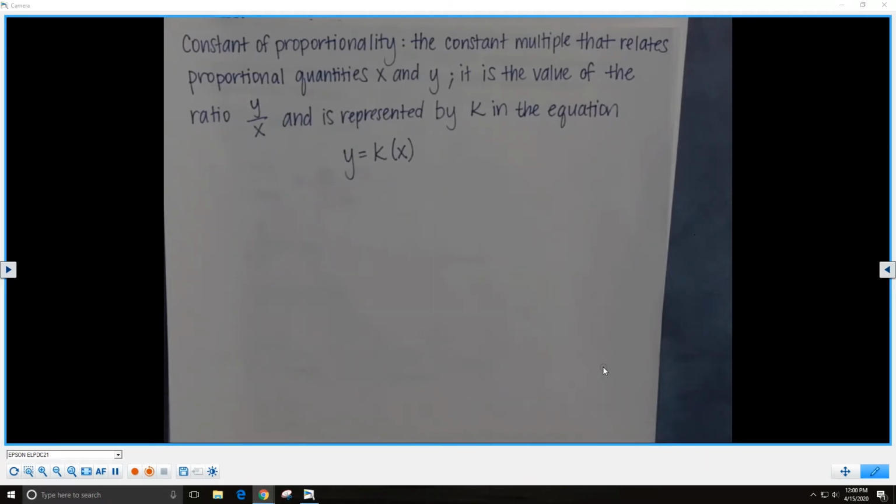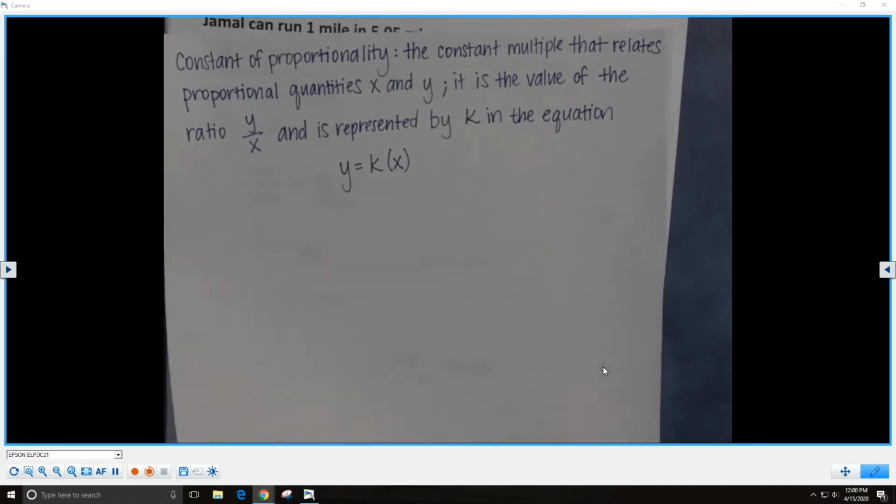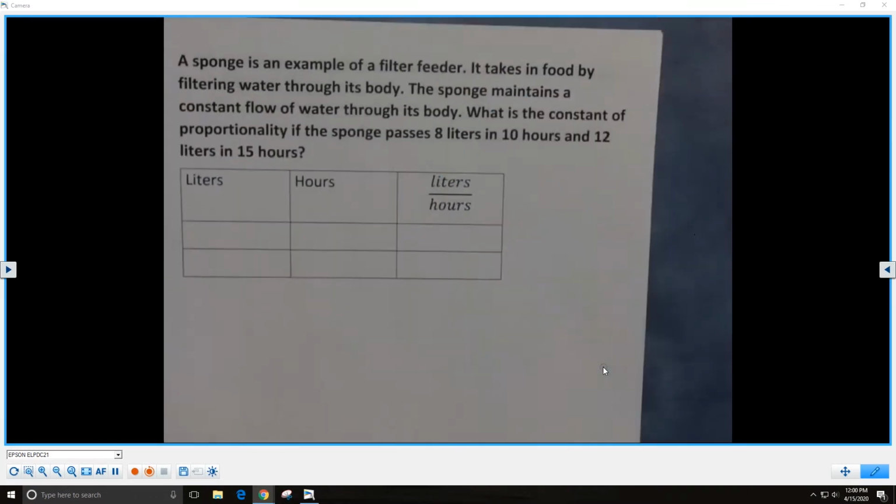Let's do another example of how to calculate the constant of proportionality and how to write an equation. Later on, we will use it in order to solve problems. So here's our first question. Oops, sorry. Here it is.